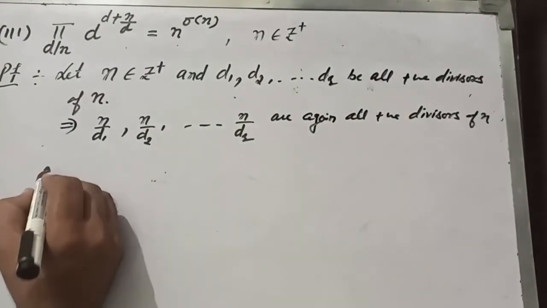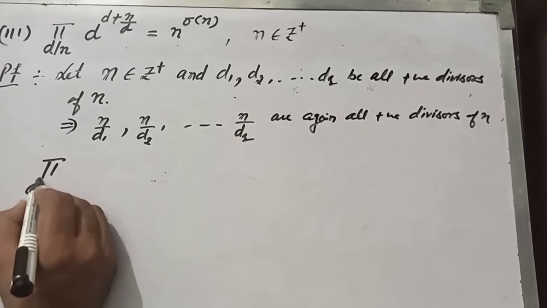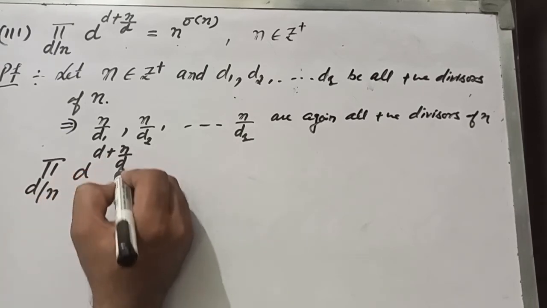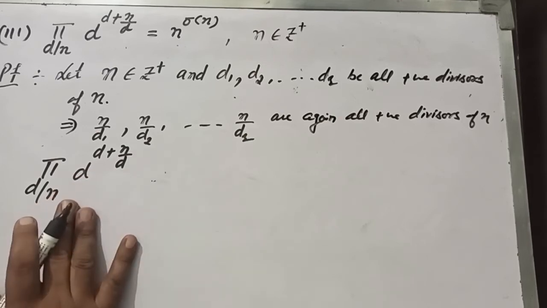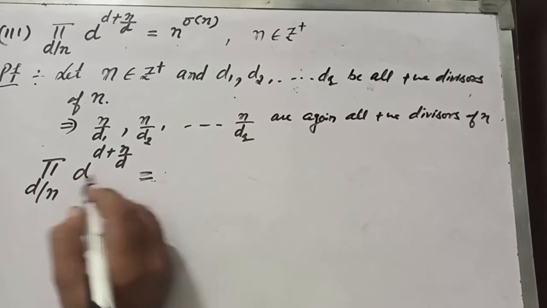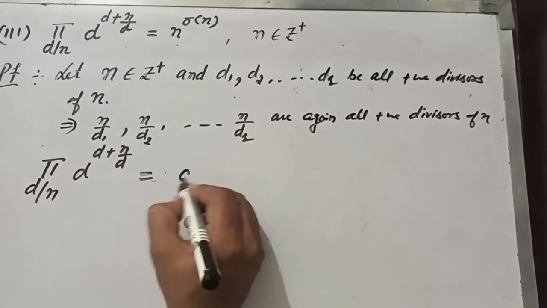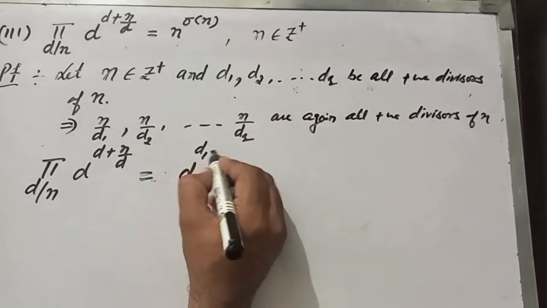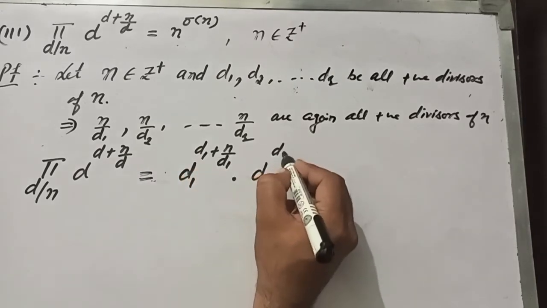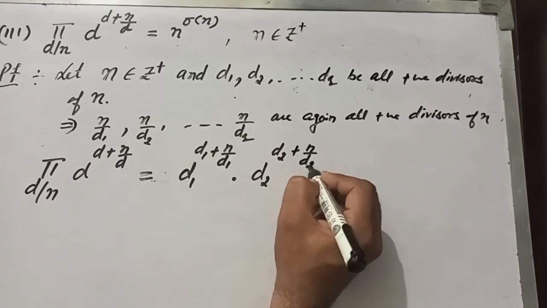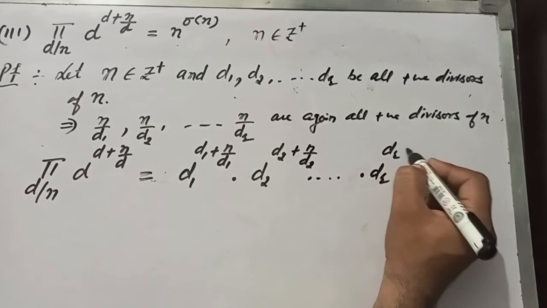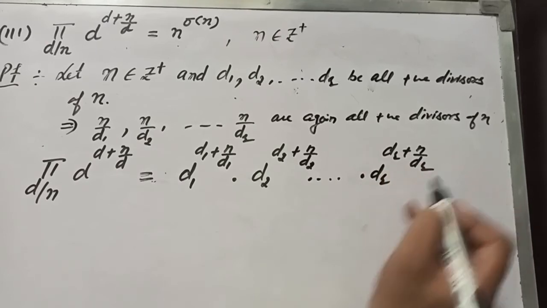Now calculate the left hand side: the product over d dividing n of d raised to the power d plus n by d. First we will open this product, because the product is over all divisors, so you can replace d by d1, d2, ..., dr. So this is d1 to the power d1 plus n by d1, just open the product, then d2 to the power d2 plus n by d2, and so on, up to dr to the power dr plus n by dr.